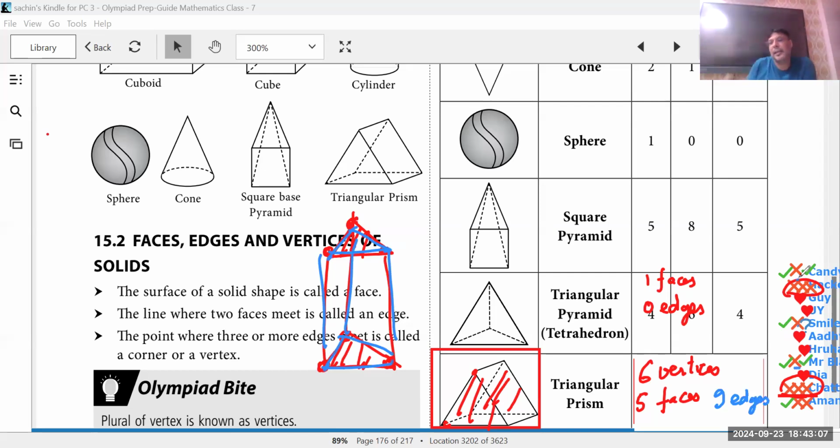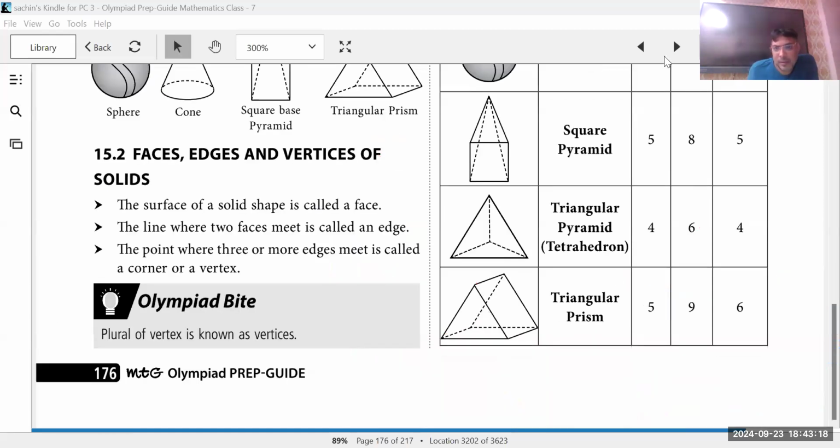Understood, Mr. Bas, Smiley, Candy, and Aman? Understood. Who is this Aman?